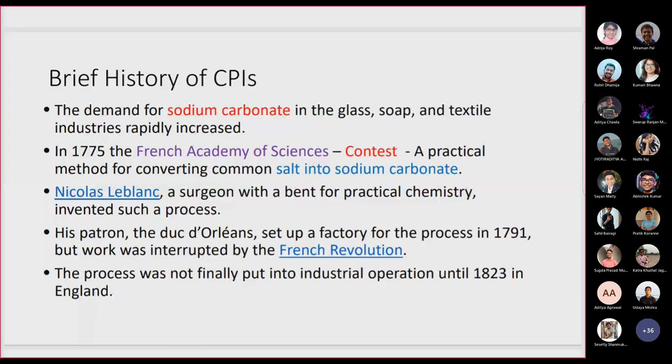However, he could not set up any factory or industry because of the French Revolution. But finally, that process was put into industrial operation in 1823. After announcing the contest, it took almost 4 years to invent the process, but after that, because of the French Revolution, it was not done. Finally they made it. Even now, a lot of industries use the Leblanc process and still exist based on it.